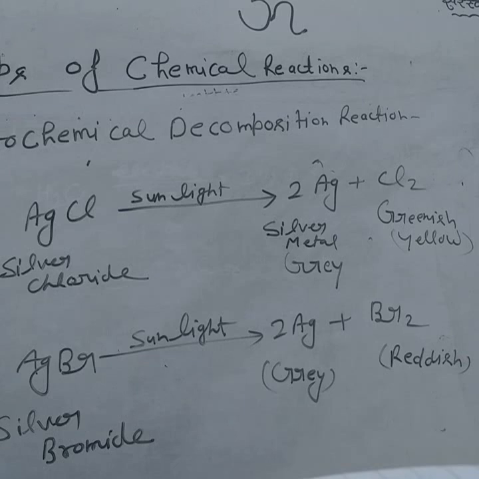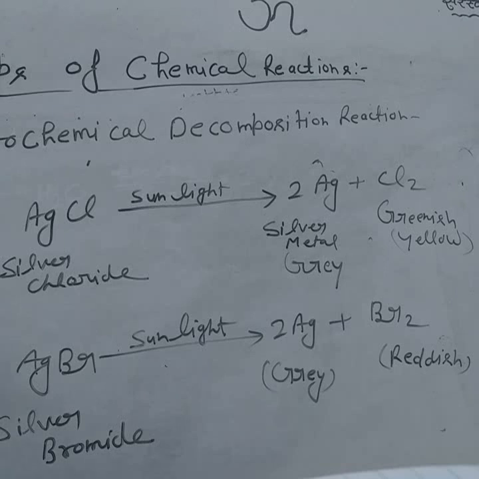Silver chloride is decomposed in the presence of light to give products. This is called a photochemical decomposition reaction.